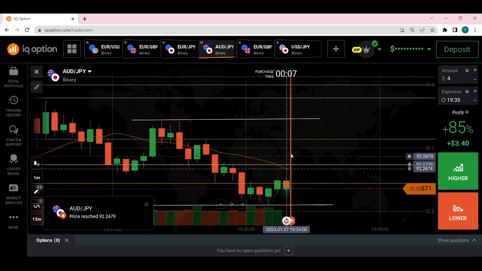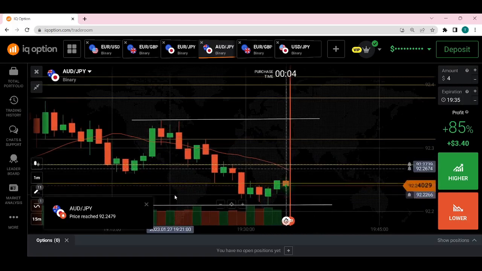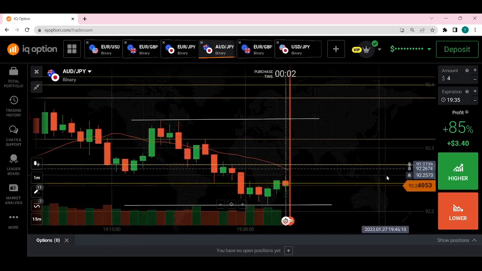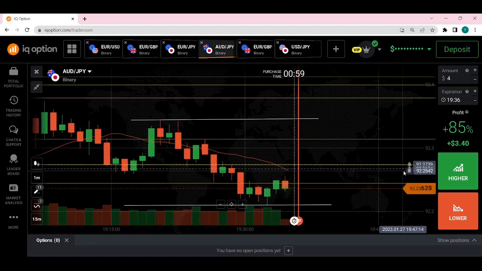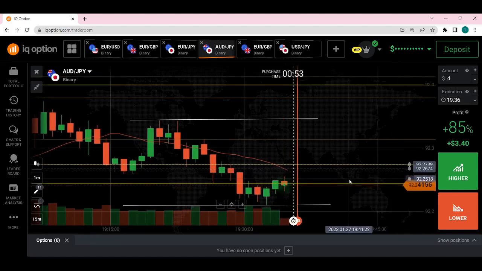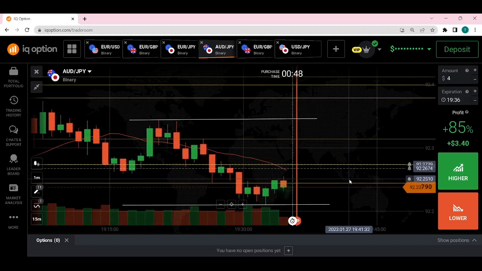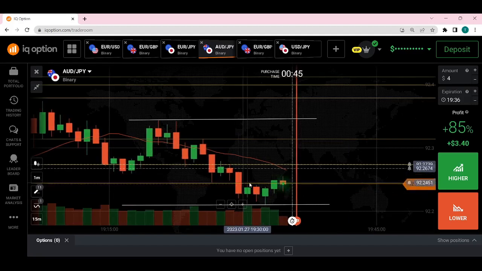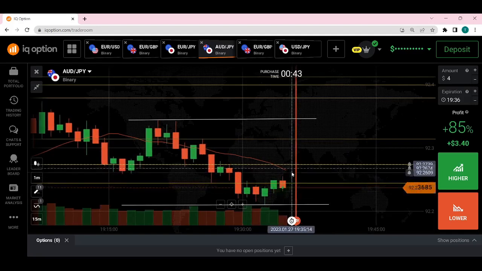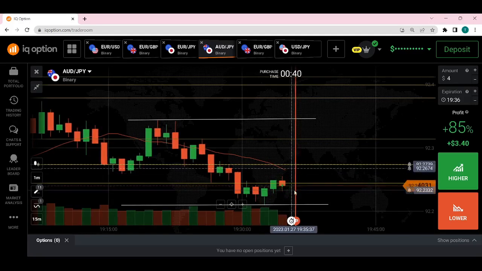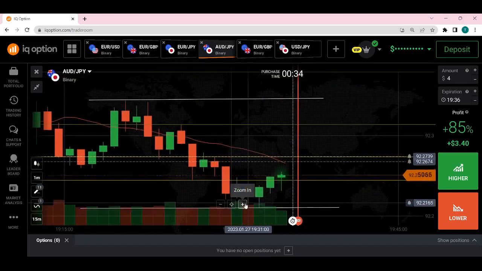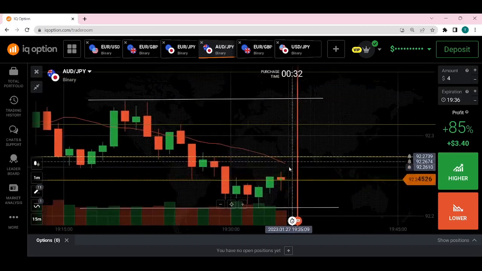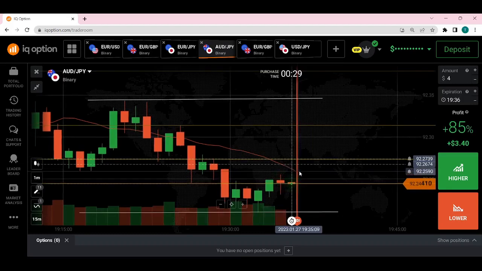I have only one chance to enter here. I'm just waiting for that. Because of this level, it got reversed. Anyway, the market will go more up. We'll see. We are only doing the rejection. Okay, we have to take it at the top.